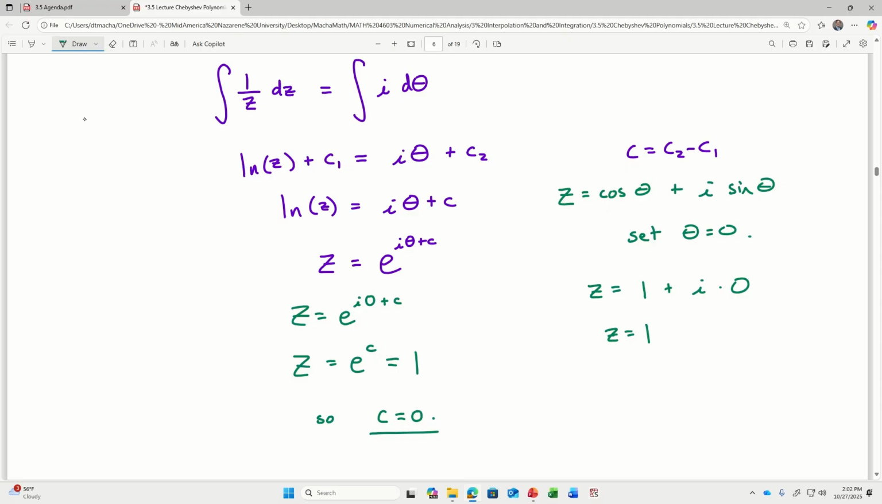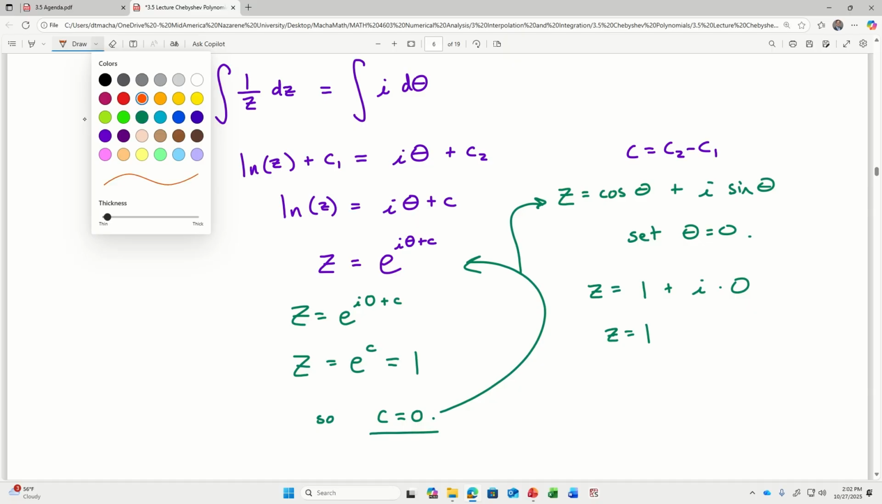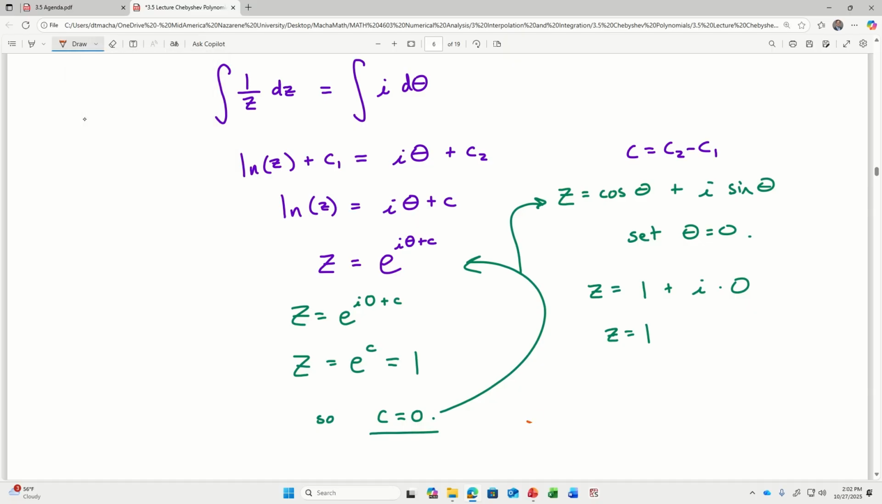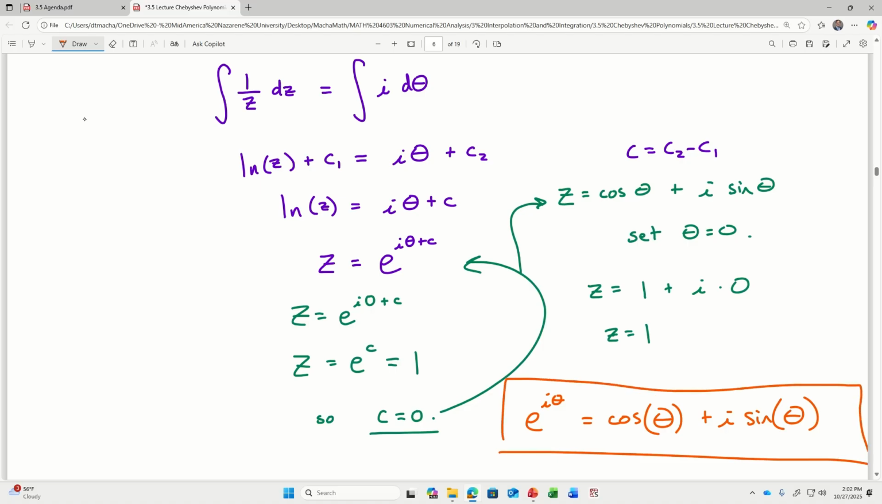In order to make e raised to the power c equal to 1, the only value of c that works is c equals 0. So e to the power 0 is 1. And then I combine this with this to decide that, well, this z, which is equal to e to the power I theta, is also equal to cosine of theta plus I sine theta. The right side of this equation is the definition that we started with, and the left side of the equation is what we found through that proof.